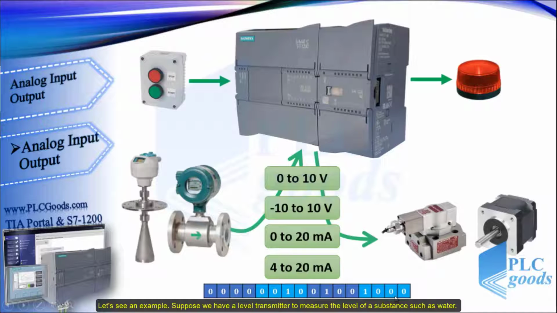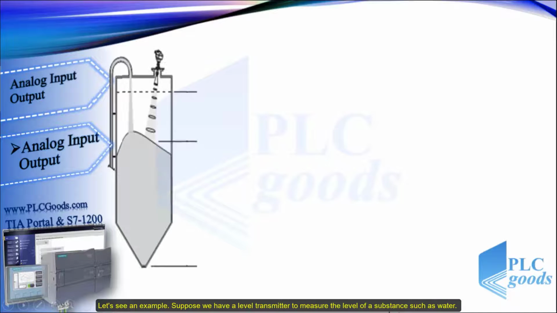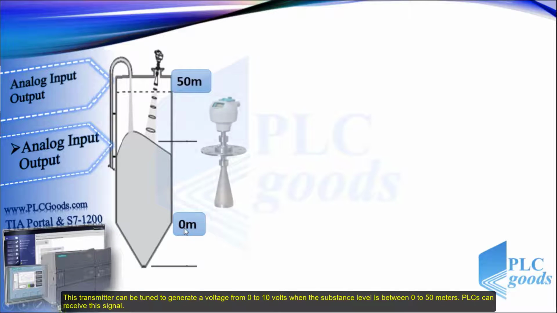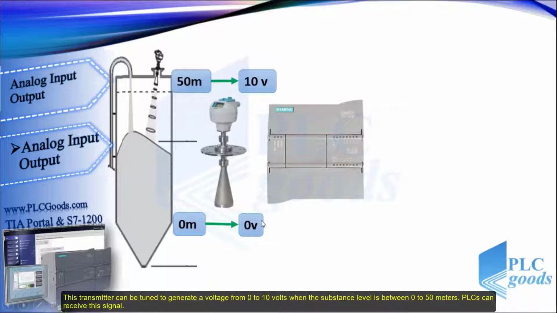Let's see an example. Suppose we have a level transmitter to measure the level of a substance such as water. This transmitter can be tuned to generate a voltage from 0 to 10 volts when the substance level is between 0 to 50 meters. PLC can receive this signal.